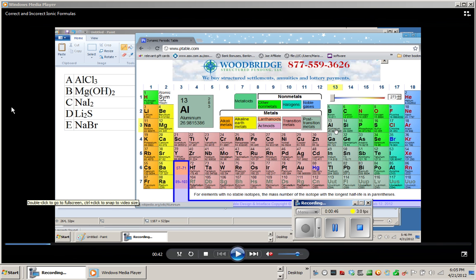Let's look at the first formula, aluminum chloride. If you find aluminum in the periodic table, you'll find that it is 1, 2, 3 electrons more than neon. It's a metal, so one would think that it would lose 3 electrons to have the same electronic configuration as neon. This loss of 3 electrons, since each is negatively charged, would leave the aluminum ion with a +3 charge.